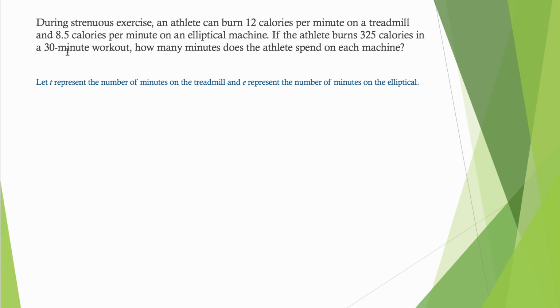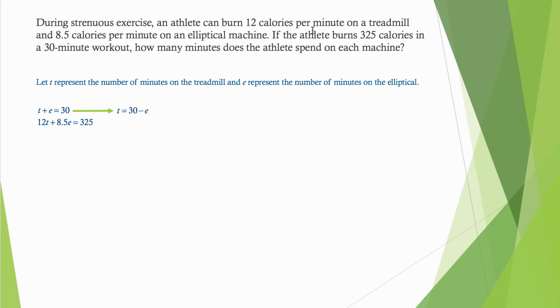Since I know that there's a 30-minute workout, T plus E is going to equal 30, since T and E represent the total number of minutes on each machine. Next, we need to take a look at the number of calories. If I have 12 calories per minute on the treadmill, I can multiply it by the number of minutes I spent on the treadmill to get the total number of calories I burnt on that particular machine. So 12T plus 8.5E is going to equal the total number of calories that were burned, which is 325.